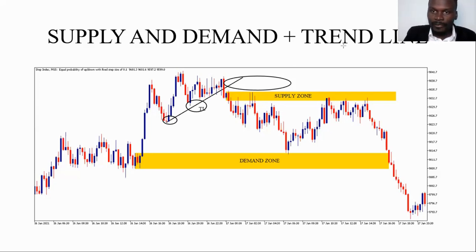So it's very important, like I said, that you include all the things together. You can't just use one thing, you see? Because if you had waited for price to come to retest your trend line, you can clearly see that price never made it to the trend line. It only came to this supply. So you have to be very sharp when incorporating all of these.